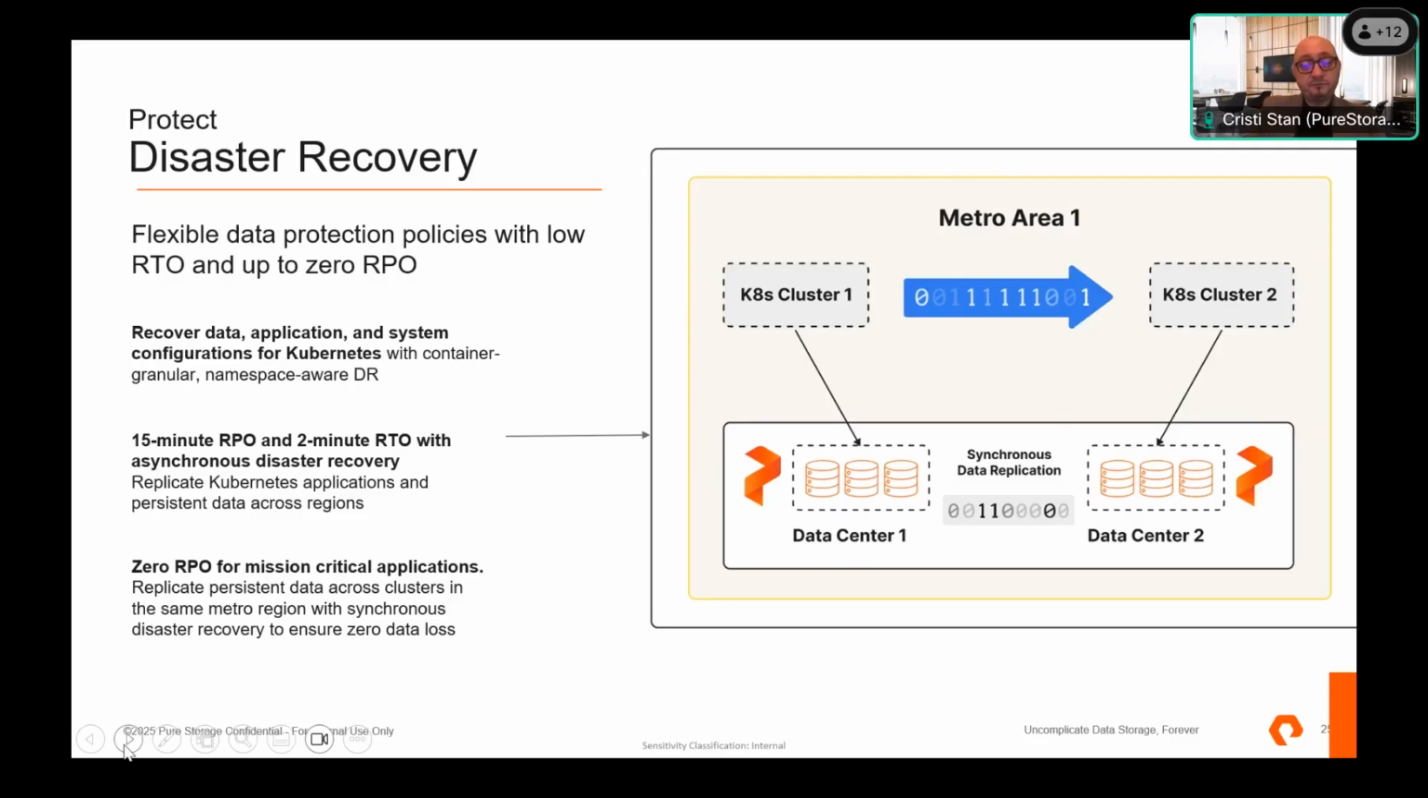We can do up to 1 minute RPO right now with asynchronous, and with 0 RPO for synchronous replication. Synchronous replication has 2 caveats. You will need to have 10 milliseconds round trip between the 2 locations, so between the 2 clusters, and it will require to run the KVDB or the etcd database outside of those 2 clusters, because, well, if it's running inside of one of the clusters and you are losing the cluster, actually you are losing the, let's say, the cluster consistency.